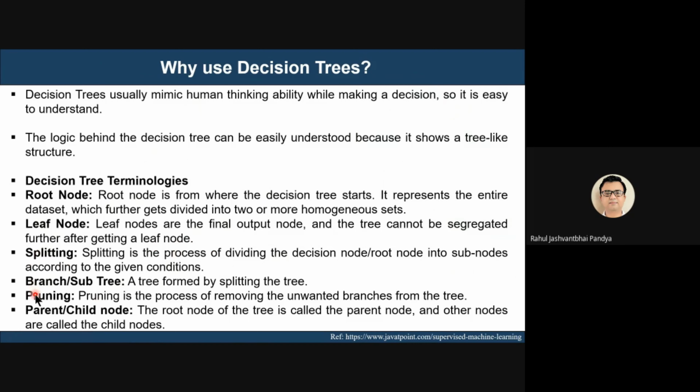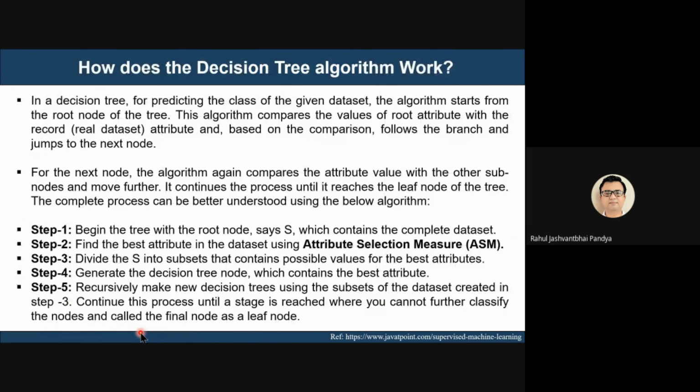Sometimes there are unwanted nodes or branches in a particular tree, and those can be removed through pruning. Pruning is the process of removing unwanted branches from the tree, just to simplify the tree structure. We don't want to make it complex, so we sometimes prune, and it reduces the complexity. Parent/child node: the root node of the tree is called a parent node, and once it is divided into subtrees, the other nodes are called child nodes.